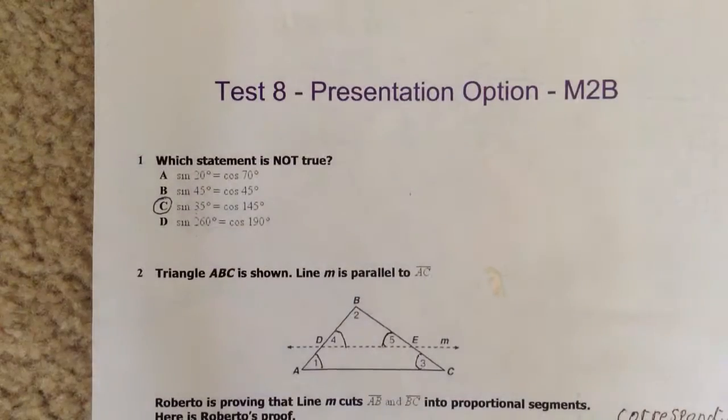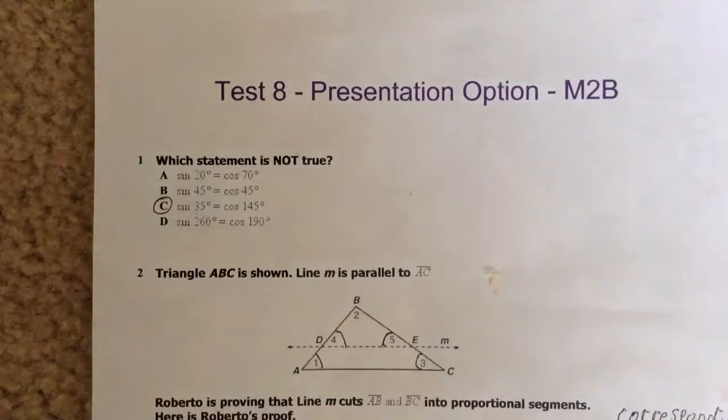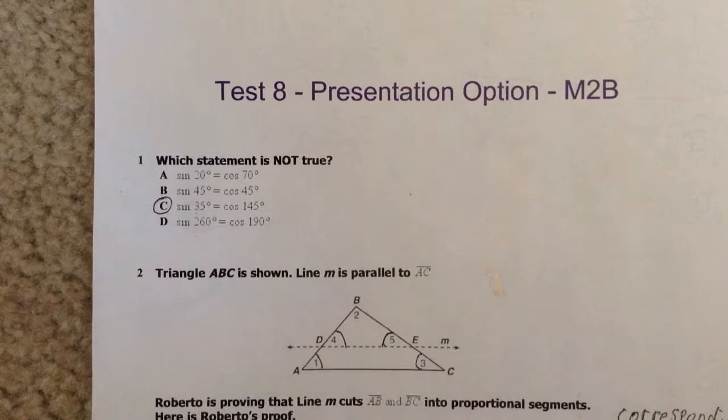This is the Test 8 presentation, and let's get right to it. So question 1 asks, which statement is not true? It's A, sine 20 degrees equals cosine 70 degrees, B, sine 45 equals cosine 45, C is sine 35 equals cosine 145, or D, sine 260 equals cosine 190.